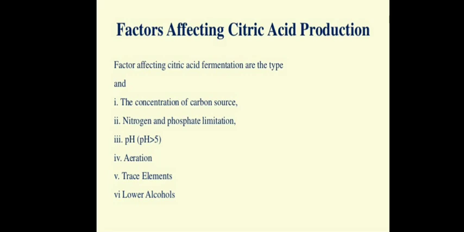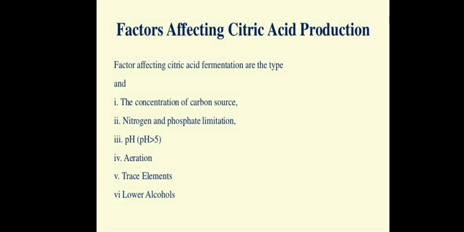Now, the citric acid accumulation is strongly affected by the nature of carbon source, because the presence of easily metabolized carbohydrates, for example sucrose, has been found very essential for the proper production of citric acid. The most favorable carbon source for the production of citric acid is sucrose, and it is followed by glucose, fructose and galactose.